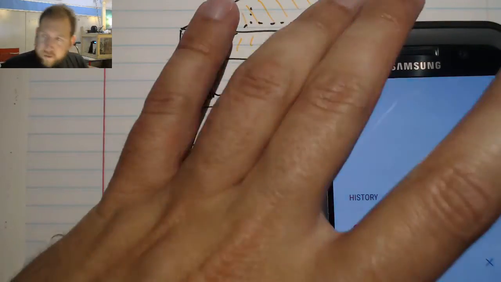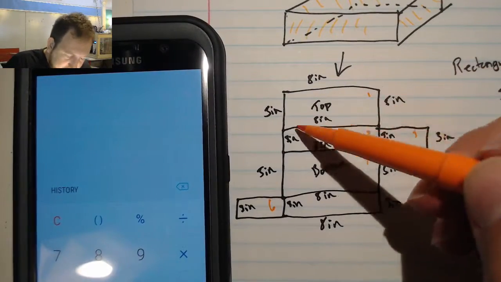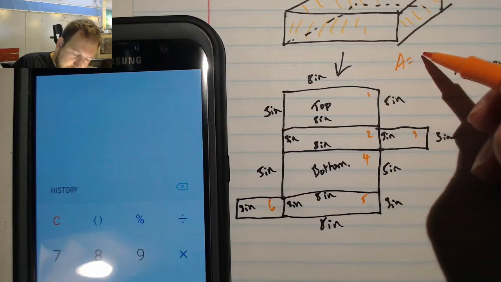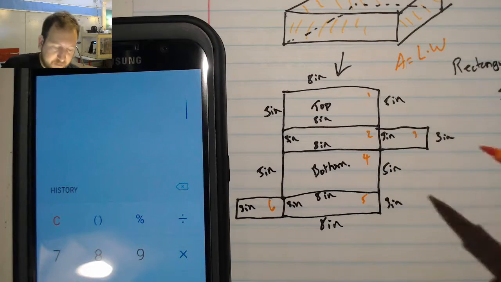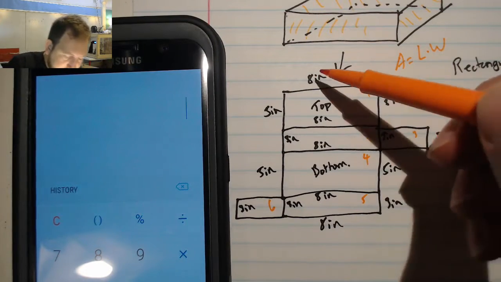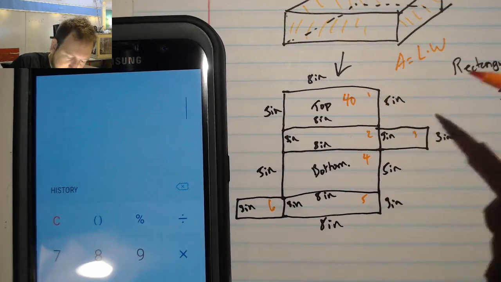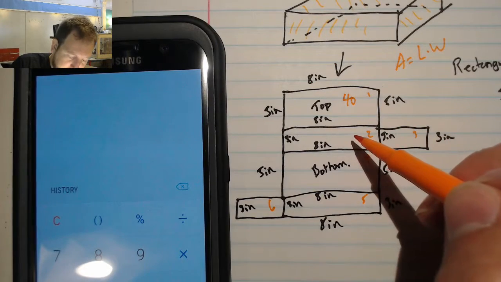So I'm going to put it here so I can write. This top side, so the area of a rectangle, of course, is length times width. So I'm just going to be finding the length times the width of each of these rectangles in order to get the area. So in this case, I have 8 times 5, which is 40. In this case, I have 3 times 8, which is 24.